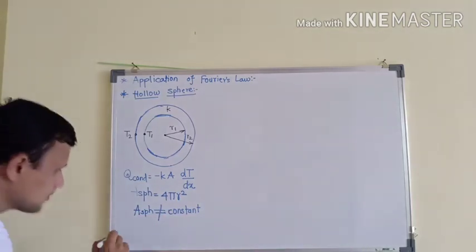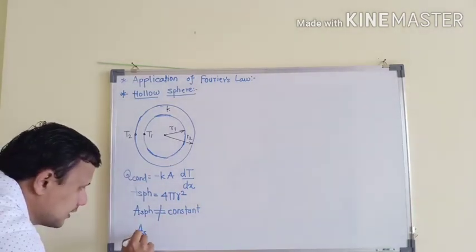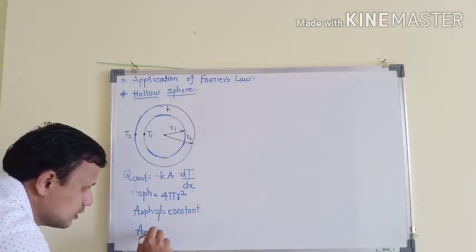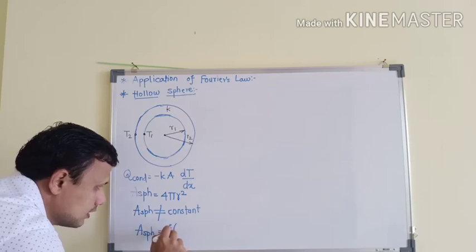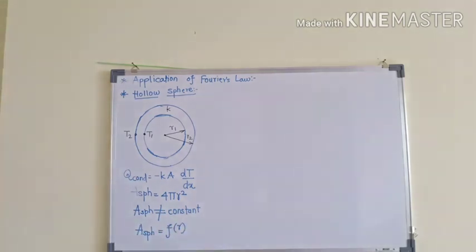In mathematical terms, we are converting physics into mathematics. Area of a sphere is a function of r. It is directly changing with r, and that's why we need to take that into account when we are performing the integration.